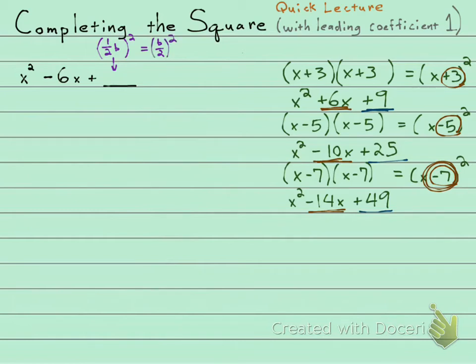So now let's look at completing the square. If this was x squared minus 6x plus what would give it that perfect square? Well, we take half of negative 6, which is negative 3, and then we square that. So this is negative 3 squared, which is 9.